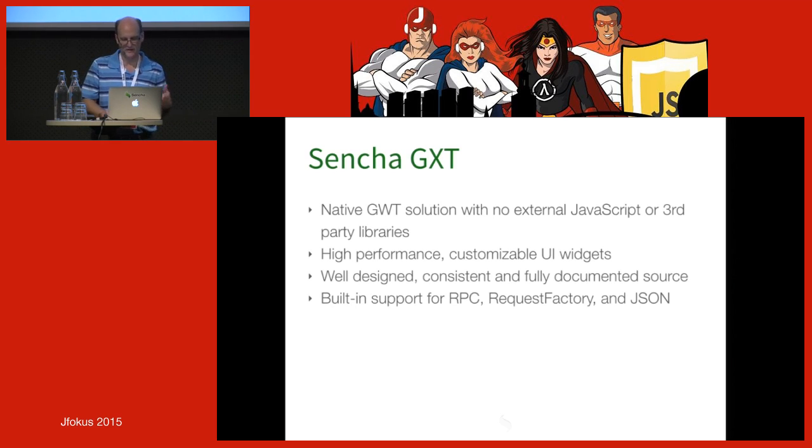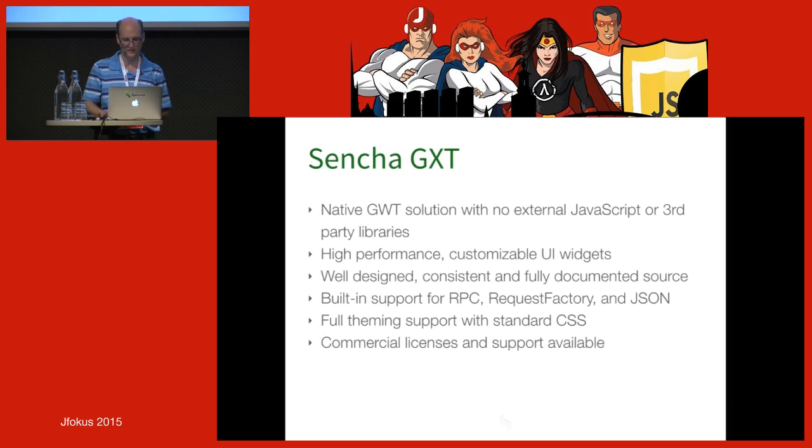So Sencha GXT is actually data agnostic. You can access data any way that you want from your application. But we provide basic wrappers that allow you to quickly interface your RPC services if you're using GWT RPC, Request Factory, or just a plain JSON REST API. And you can also do a custom one, which I should be able to show if we have enough time later as well. We have full theming support, which I'll talk about in a little bit.